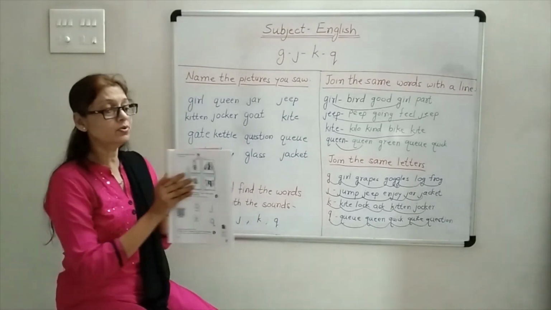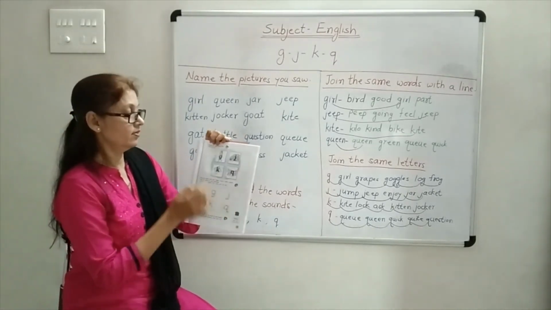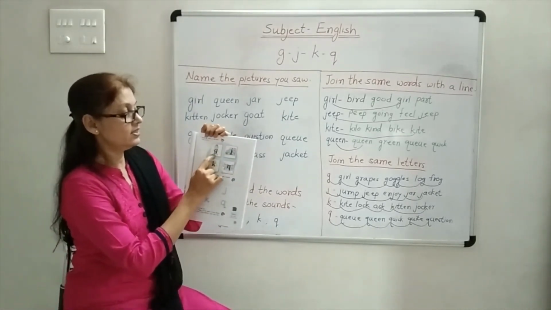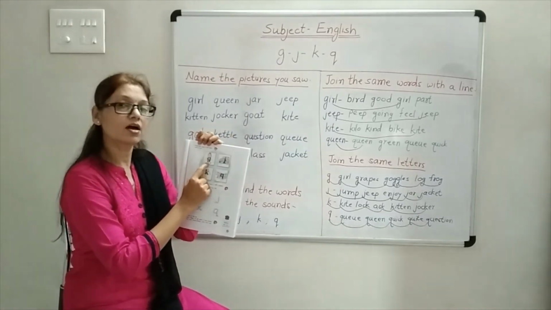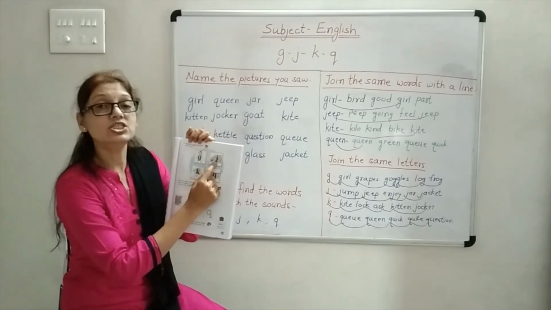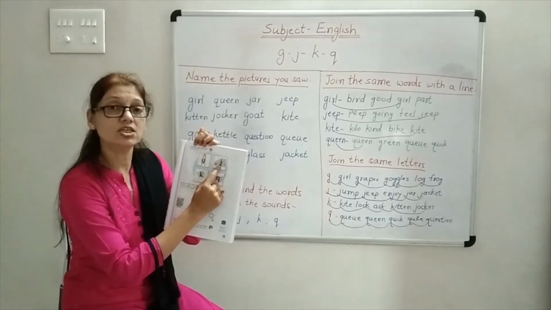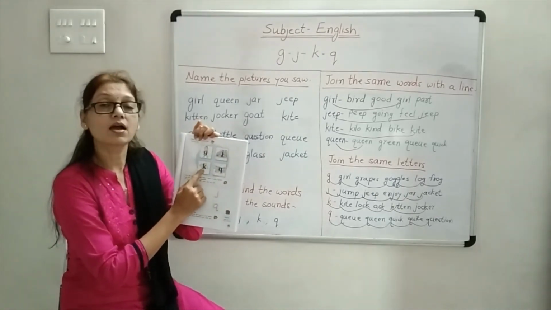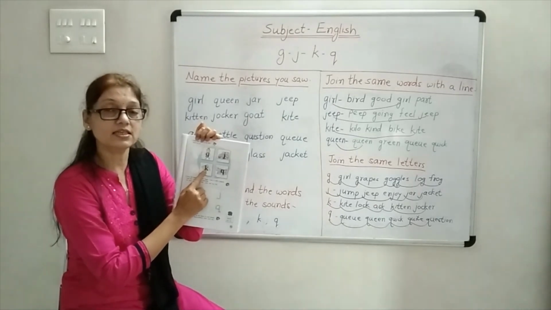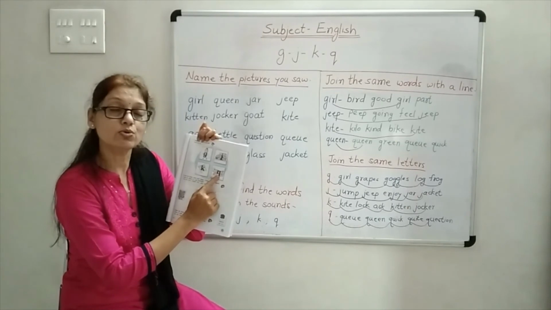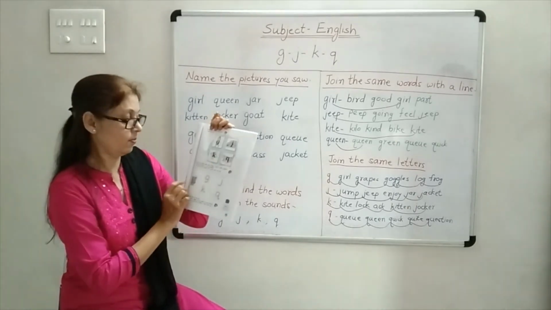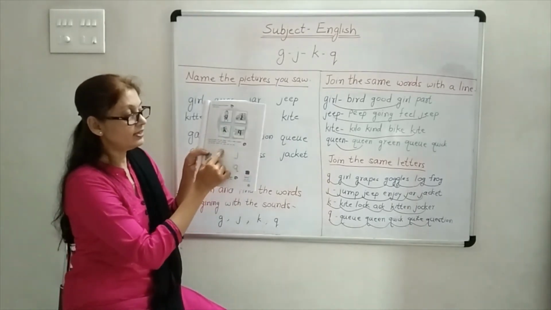Now what you have to do? See, this is letter G. G says G, G. This is letter J. J says J, J. This is letter K. K says K, K. And this is letter Q. Q says Qu, Qu. Okay? How to write these letters?